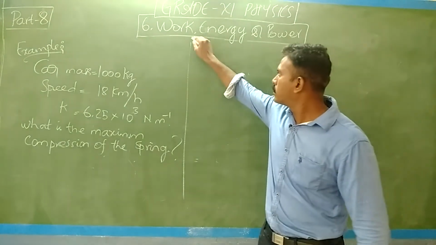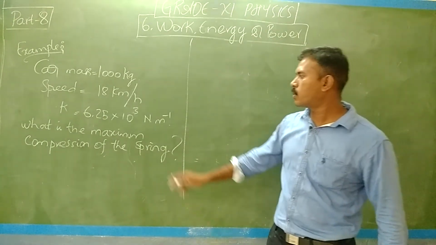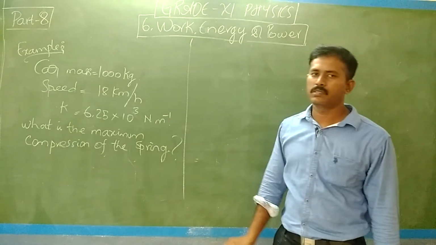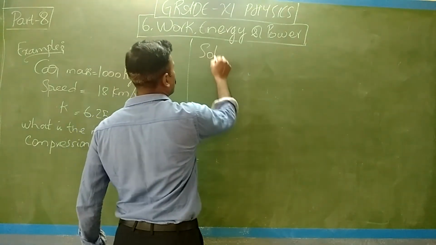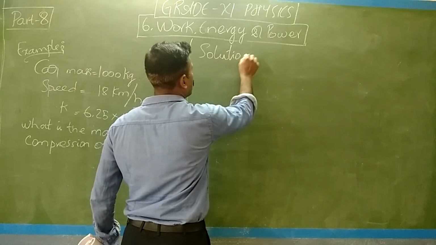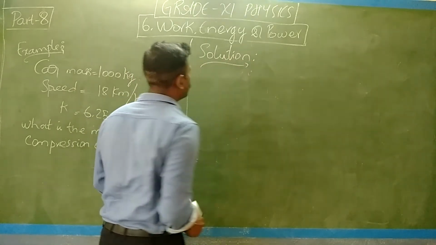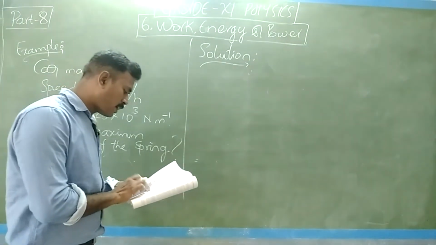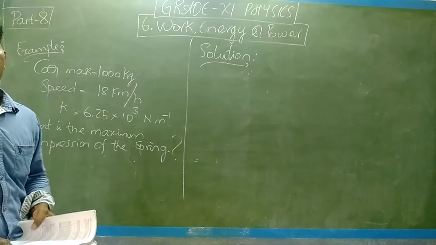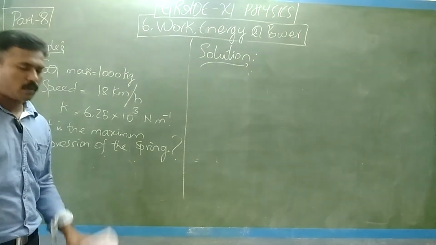So that is the thing. So what is the maximum compression of the spring? So let us check. So I will go on to the solution. At maximum compression, the kinetic energy of the car is entirely converted into potential energy.